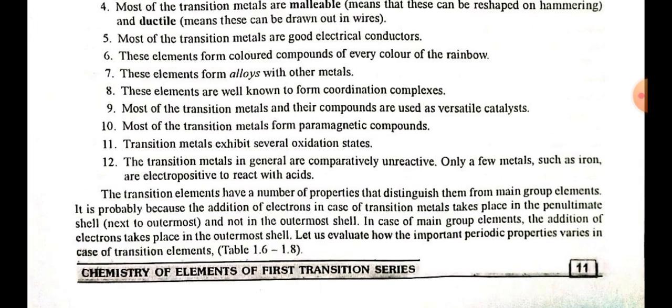Transition elements have a number of properties that distinguish them from main group elements. It is probably because the addition of electrons in the case of transition metals takes place in the penultimate shell, next to the outermost, and not in the outermost. In the case of main group elements, the addition of electrons takes place in the outermost shell. Let us evaluate how the important periodic properties vary in the case of transition elements.